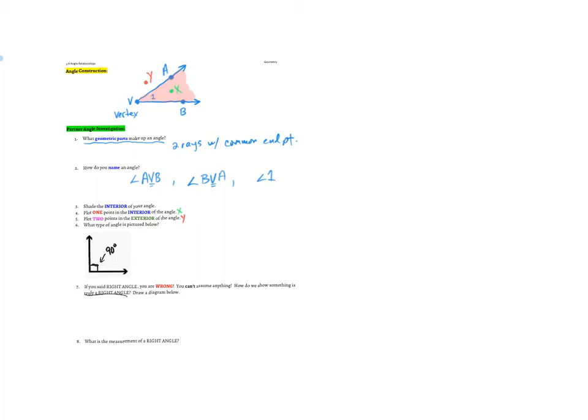So for something to truly be a right angle, we better see that notation there. Or we better have enough information available to us that can lead us to conclude that the measure is 90 degrees. Of course, the measurement of a right angle is 90 degrees. That's nothing new to anybody.